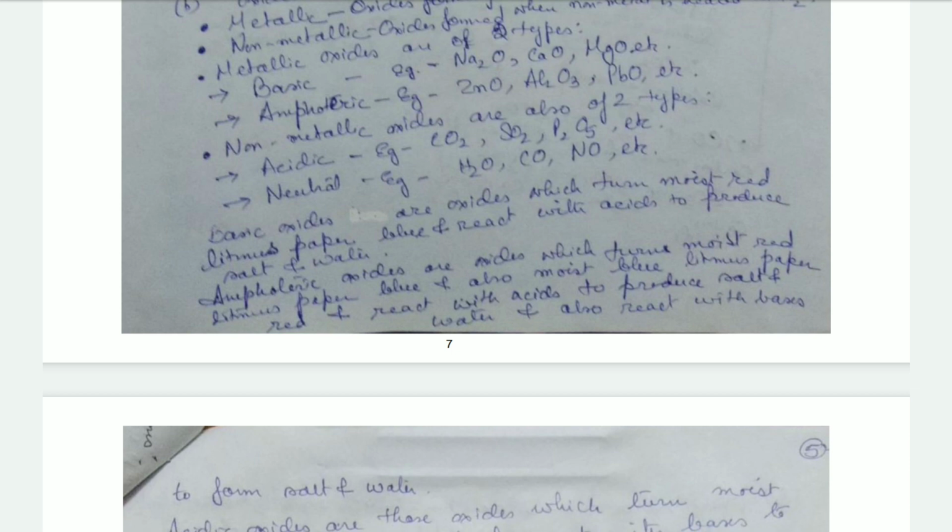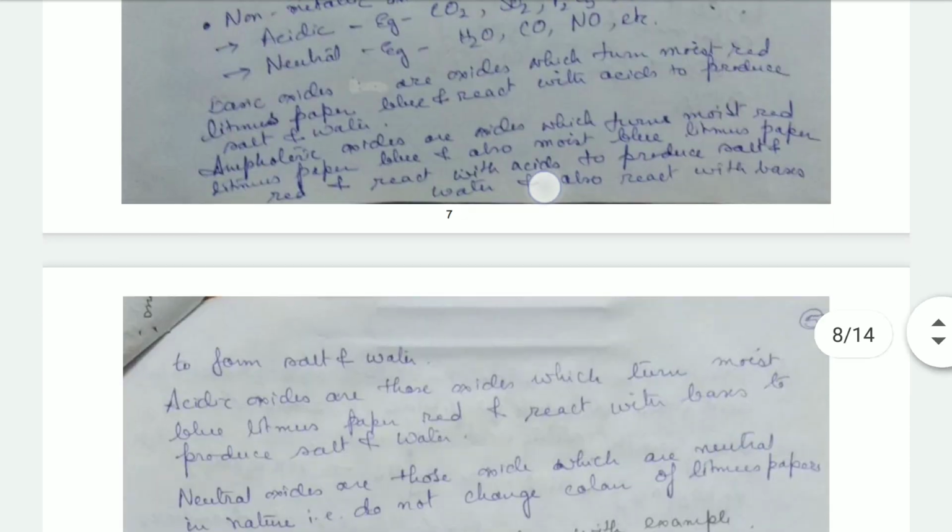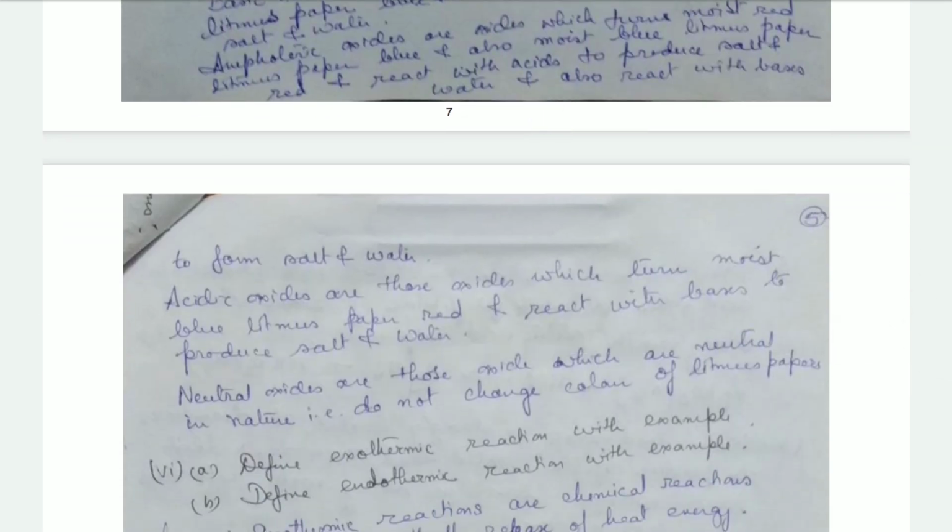Basic oxides turn moist red litmus paper blue and react with acids to form salt and water. Amphoteric oxides turn moist red litmus paper blue and also moist blue litmus paper red. They have the characteristics of both a base and an acid. Acidic oxides turn moist blue litmus paper red and react with bases to produce salt and water. Neutral oxides are neutral to the litmus paper, or any kind of indicator. They do not change the color of the indicators and do not react with acid or base.